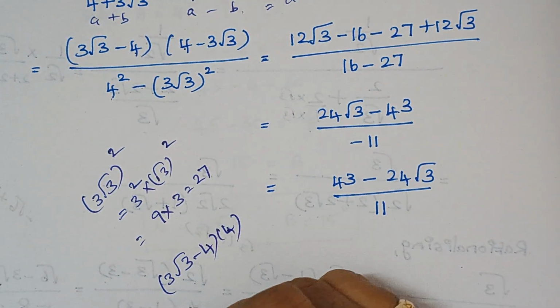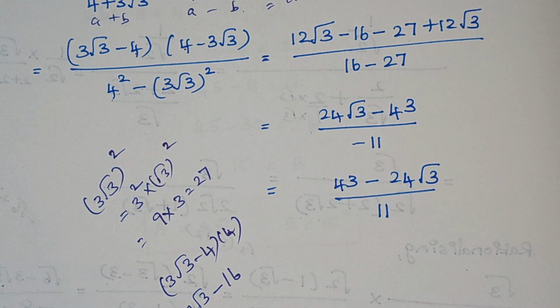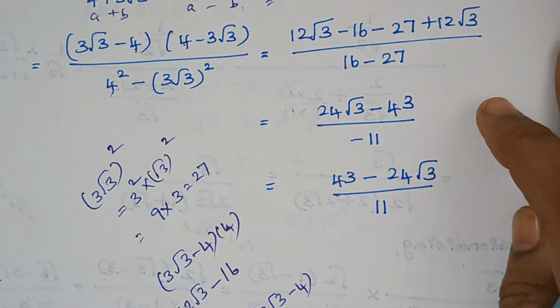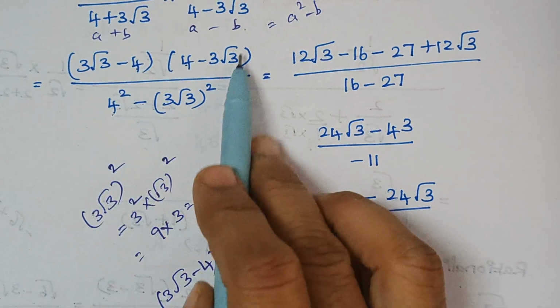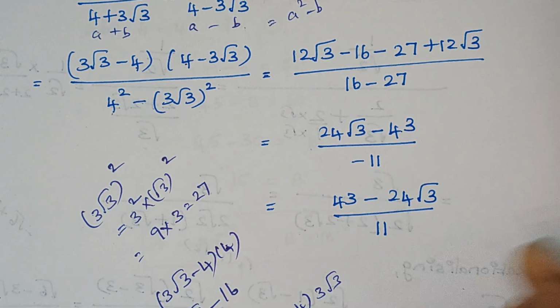So 4 3s are 12. So 12 root 3 minus 4 4s are 16. Right. Now the next thing is you have to multiply the same term with 3 root 3. Right. So just write it.